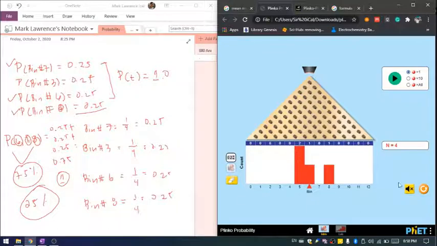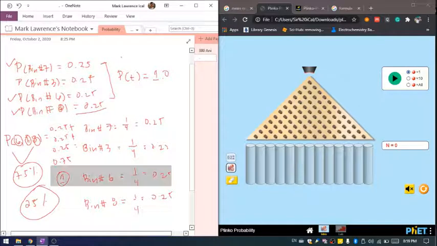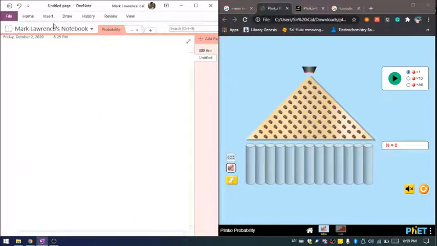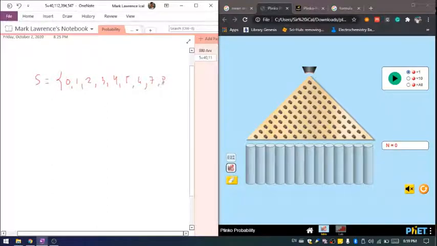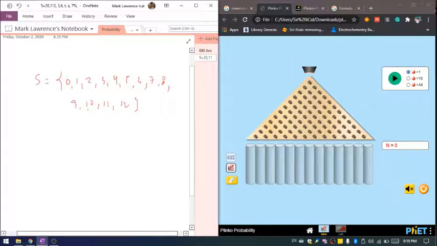Alright, so the point here of this Plinko probability game is that it's really difficult to predict something. Therefore, the sample space here is that you can get 0, 1, 2, 3, 4, 5, 6, 7, 8, 9, 10, 11, 12. So the sample space is any of the values of the bins, and the probability for each spin differs. Alright? So that is actually the real meaning of probability in the case of Plinko.